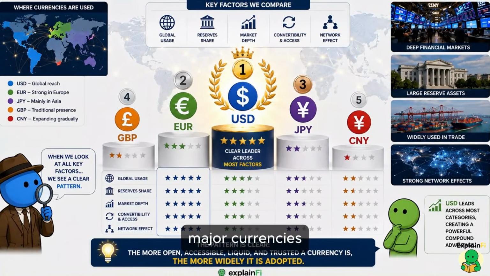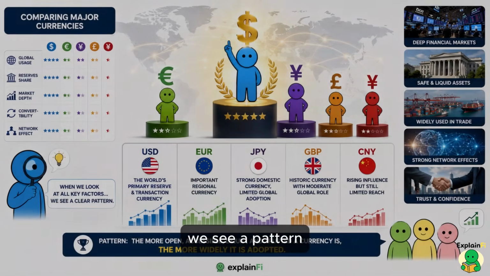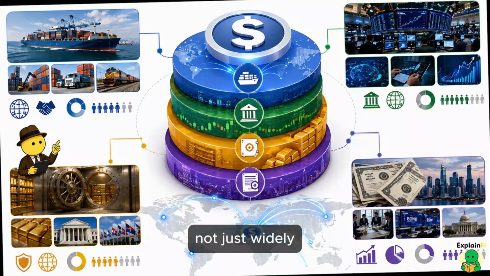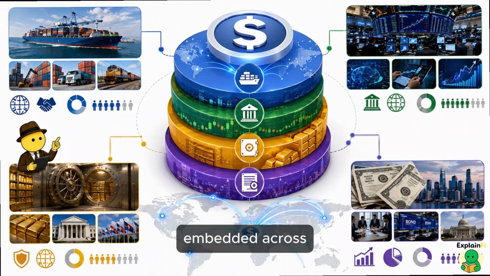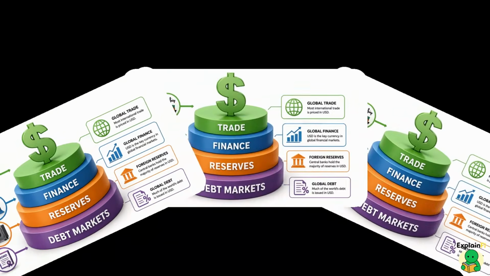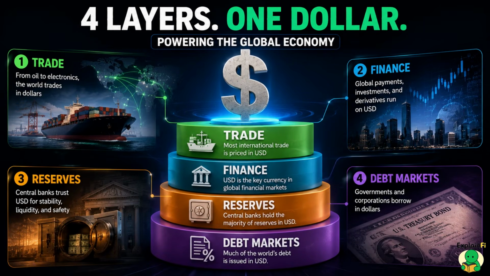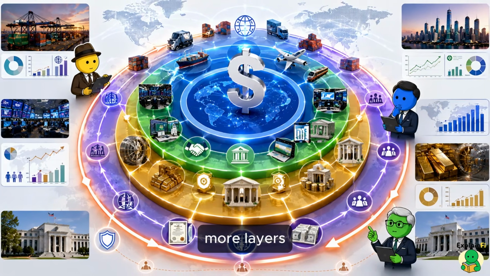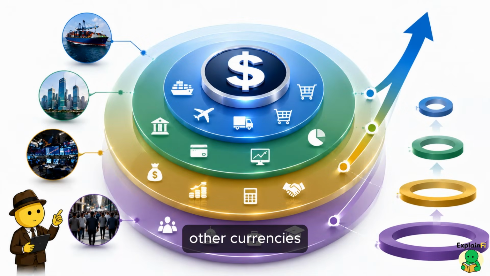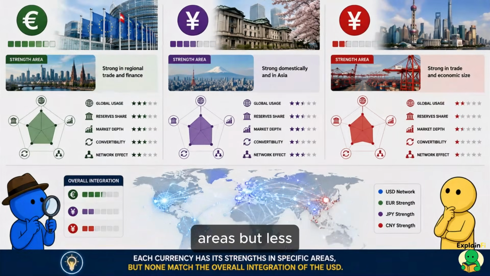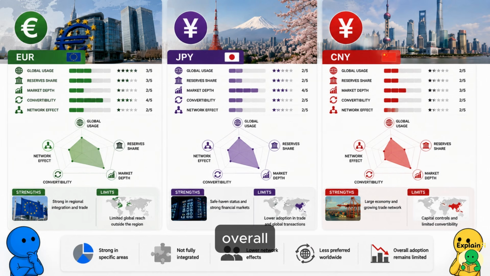So when we compare major currencies, we see a pattern. The dollar is not just widely used, it is deeply embedded across multiple systems: trade, finance, reserves, debt markets. It operates across more layers of the global economy. Other currencies may be strong in specific areas, but less integrated overall.